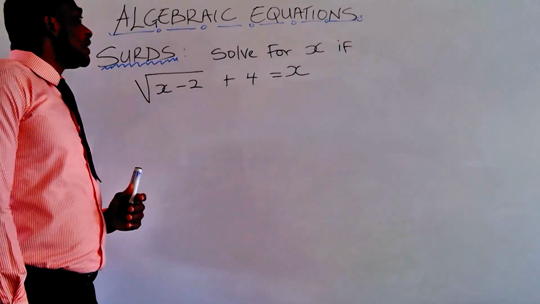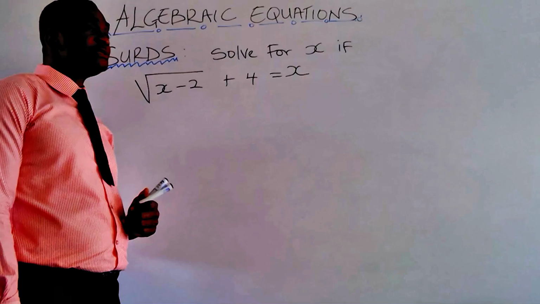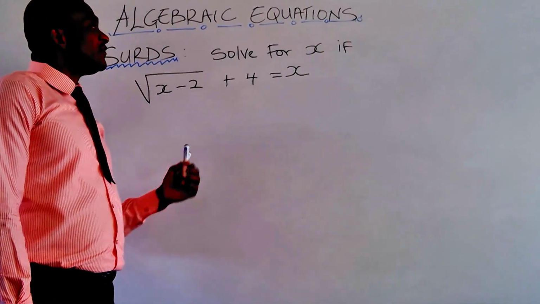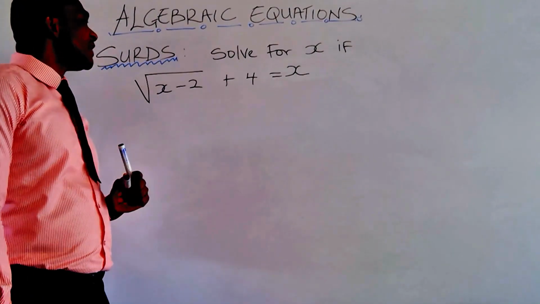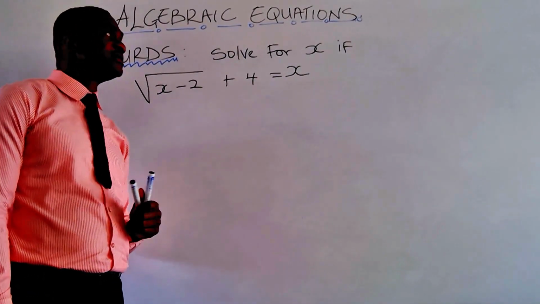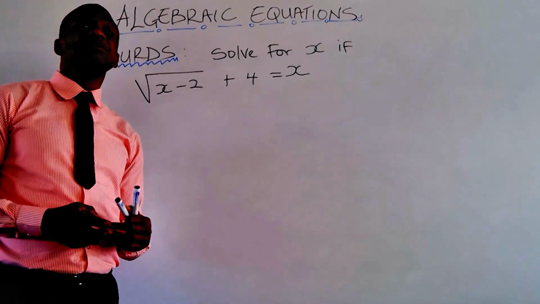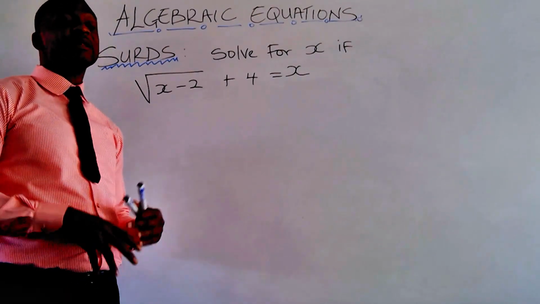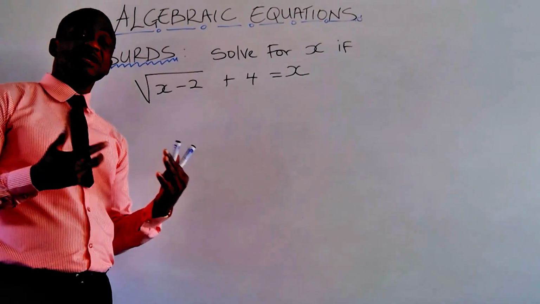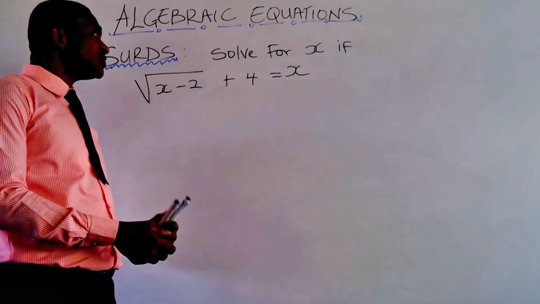Okay, we are going to look at algebraic equations involving such equations. Now we have an expression asking us to solve for x if root of x minus 2 plus 4 equals x. The main approach here is to make sure that you get rid of the roots, and then solve whatever it gives you. If it gives you a linear equation, you solve. A cubic, a parabolic, you solve.